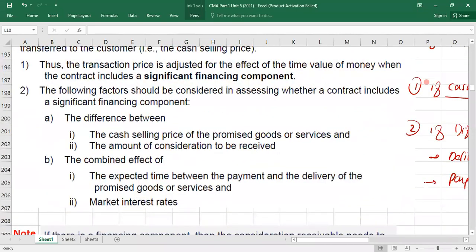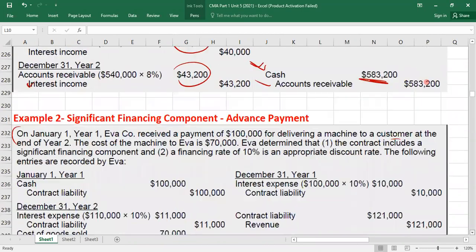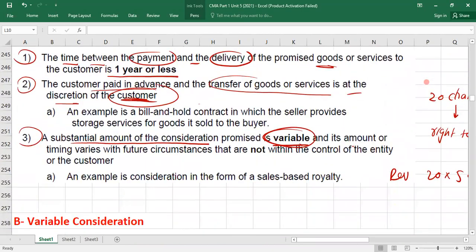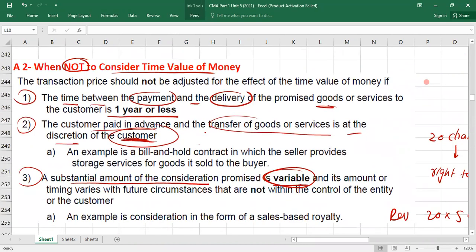to that point where we were discussing when not to consider time value of money. So I told you 3 points. Point number 1 is what? Let me repeat. Point number 1, when not to consider time value of money: when the difference between payment and delivery of goods is 1 year or less.